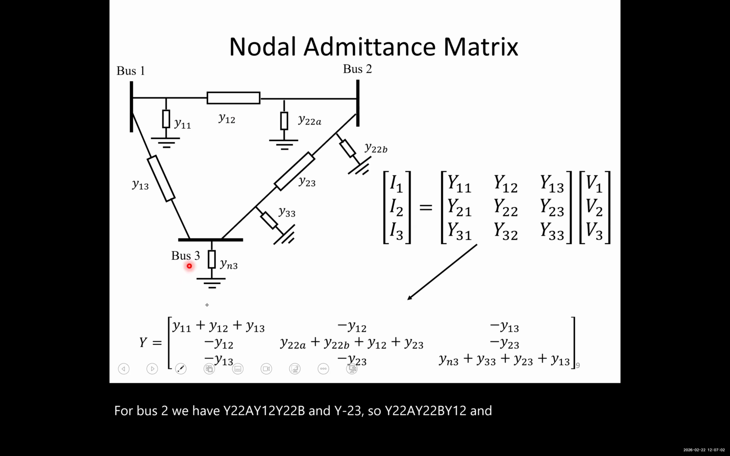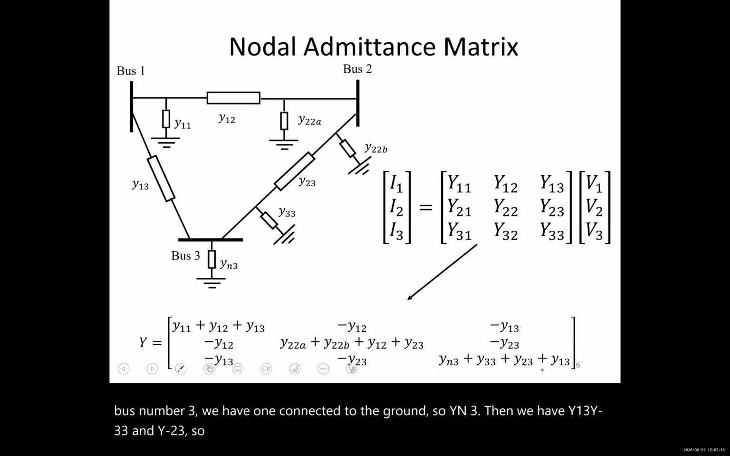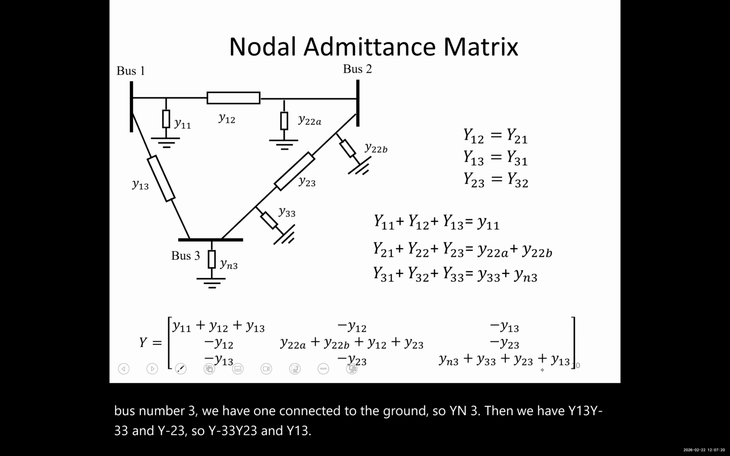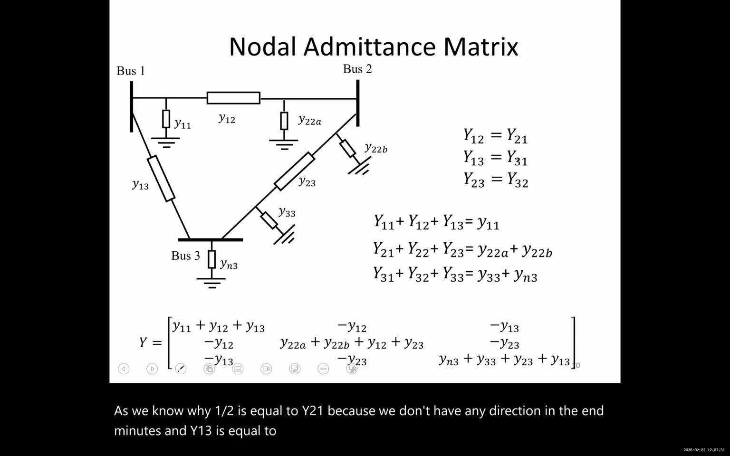And finally, for bus number 3, we have one connected to the ground, so yn3. Then we have y13, y33, and y23. Again, as we know, y12 is equal to y21 because we don't have any direction in the admittance, and y13 is equal to y31, and y23 is equal to y32. So we can just replace them, and it doesn't make any difference between them.